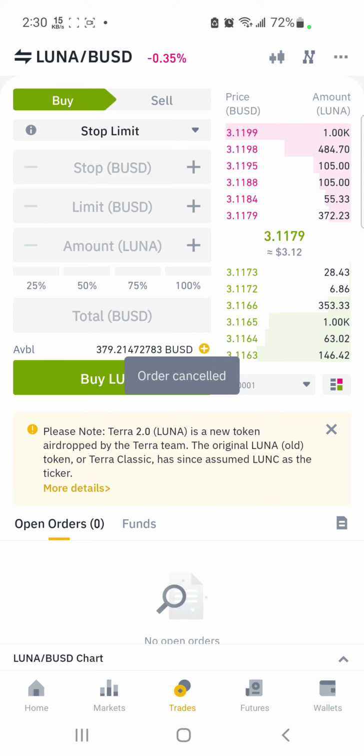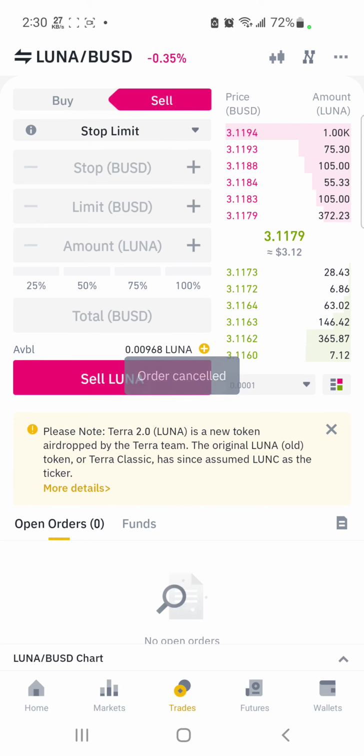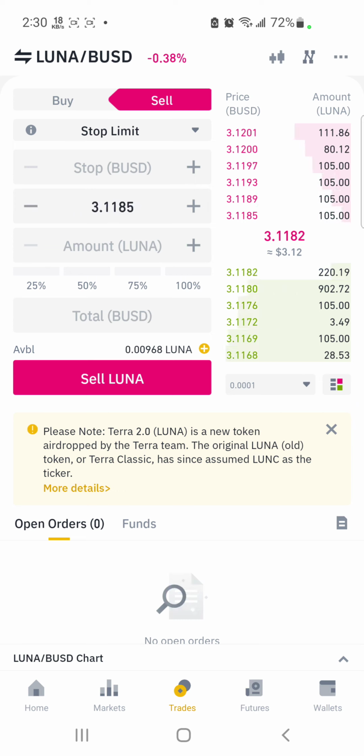Now let us show you how to do it for selling. So for instance, it's basically the same setup. For instance, I don't have any tokens now, right? So, okay, cool. That's cool. So what if I wanted to sell some coins here, right?